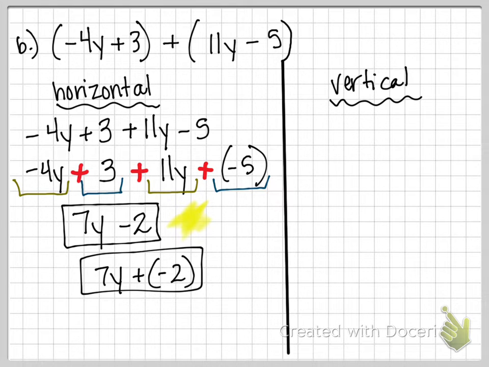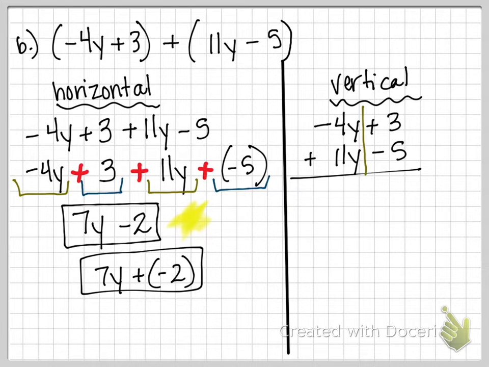Because technically, if you're adding a negative 2, you're subtracting 2. So you might as well just say minus 2. Okay, vertically, this is how we'd line this up. We'd say negative 4y plus 3 plus 11y minus 5. Okay, and then if we look at these as like terms, we do the same thing. 3 plus negative 5, or 3 minus 5, is negative 2, and negative 4 plus 11 is 7y. So either way you do it, as long as you do the math right and keep your signs straight, you get the same answer. So you choose what you like.